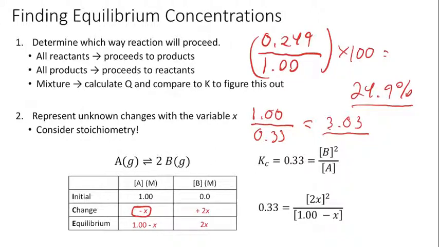You should check if you ignore x and solve the problem. You should check at the end to make sure that your assumption was valid by making sure that you get less than 5% here. If you don't, you'll have to go back, put x in, and probably use the quadratic equation.